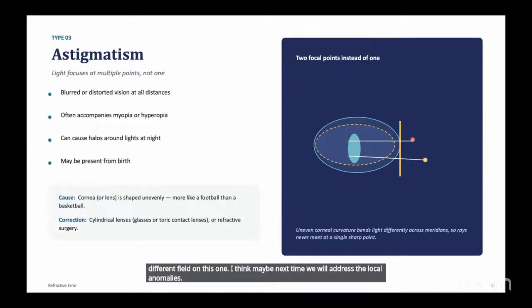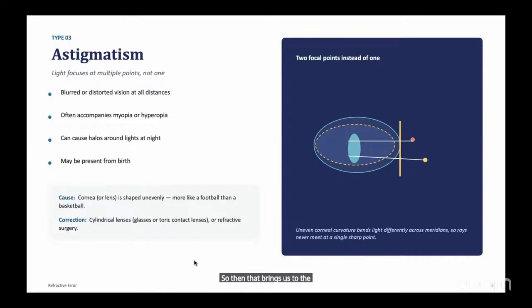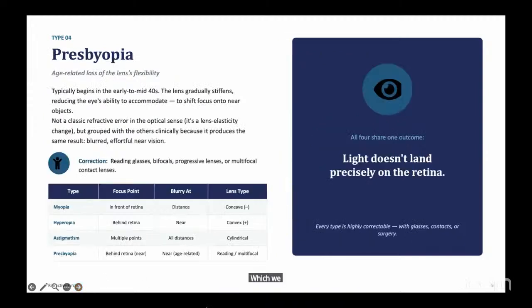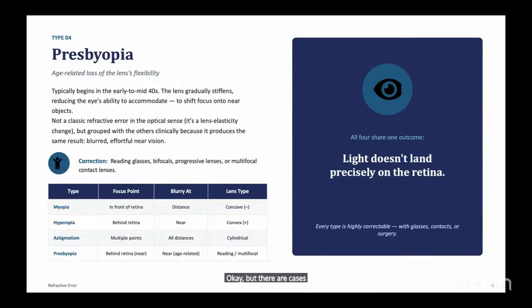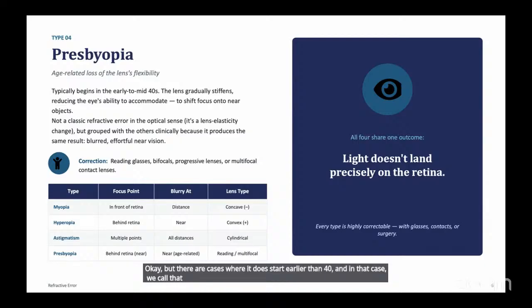So then that brings us to the fourth type of refractive error, which we call presbyopia. So this one is more common in adults and is age related. Everybody will go through it. It starts from the ages of 40 and upwards. Okay. But there are cases where it does start earlier than 40. And in that case, we call that person early presbyope.